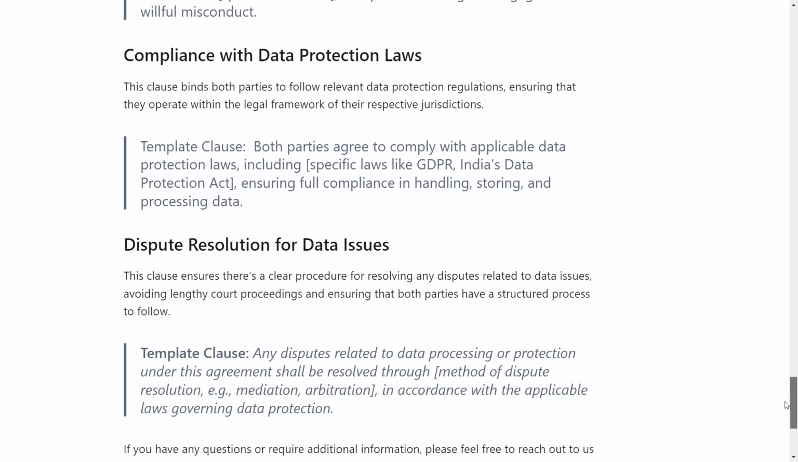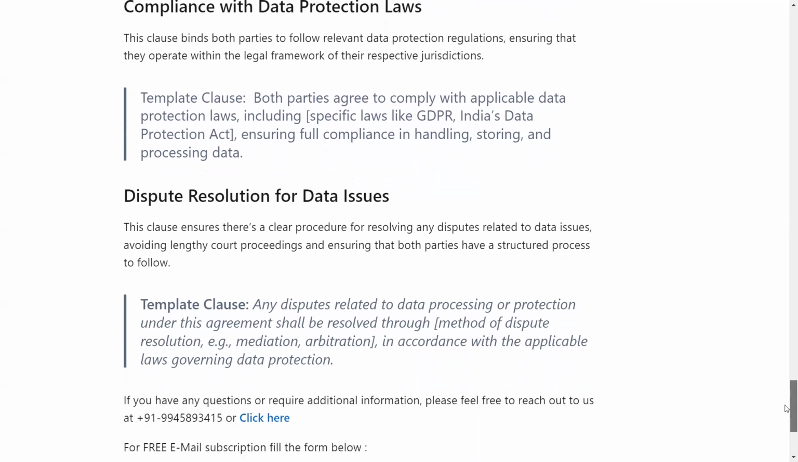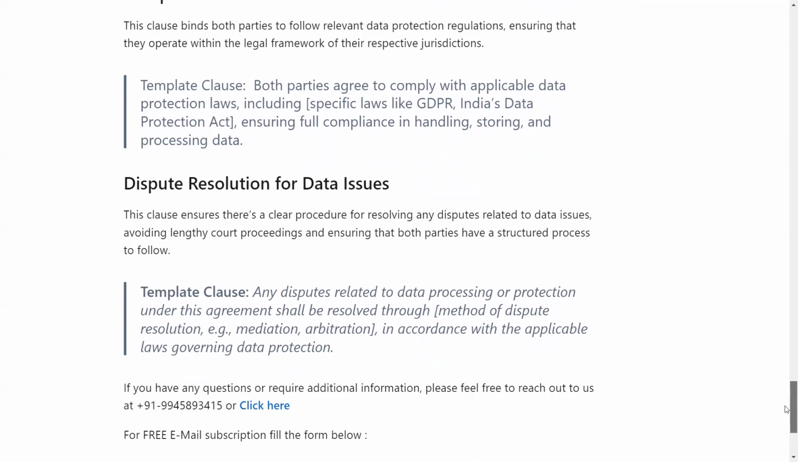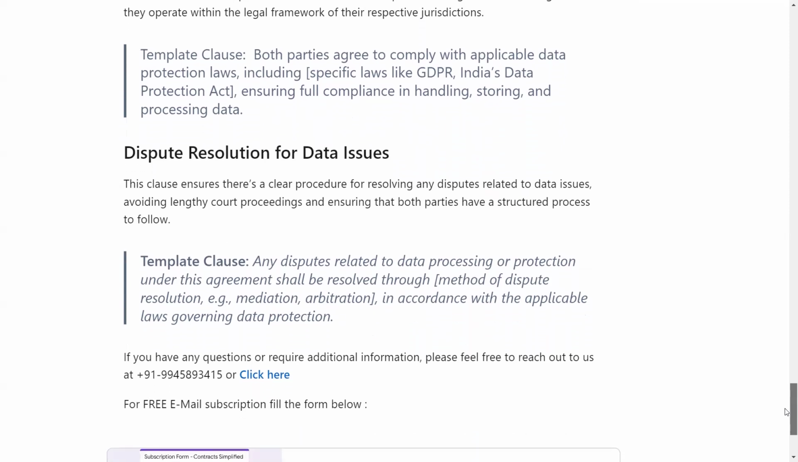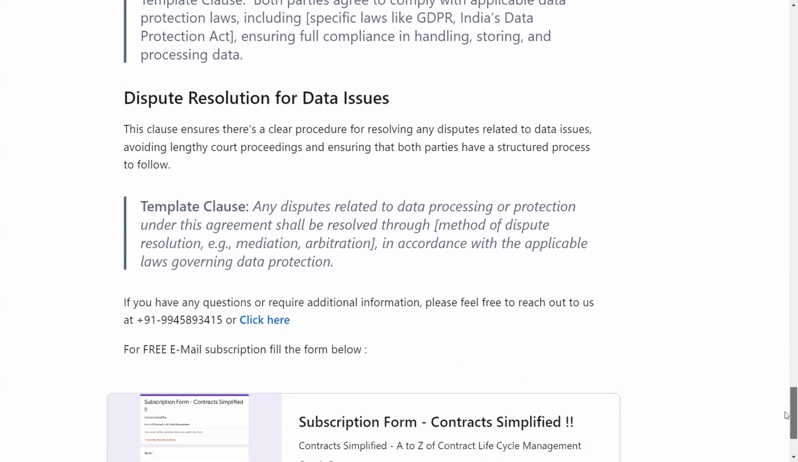This clause binds both the parties to follow relevant data protection regulations, ensuring that they operate within the legal framework of their respective jurisdictions. Both parties agree to comply with all applicable data protection laws, including specific laws like GDPR and India's Data Protection Act, ensuring full compliance in handling, storing, and processing data.